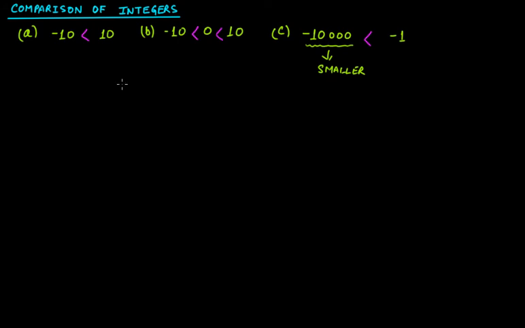Similarly, we can say that minus 10 lakh will be less than 0. Minus 1 crore, 1, 2, 3, 4, 5, 6, 7 zeros, is actually less than 0. So the larger your number becomes with a minus sign associated with it, that actually makes it smaller and smaller and smaller. That's it.